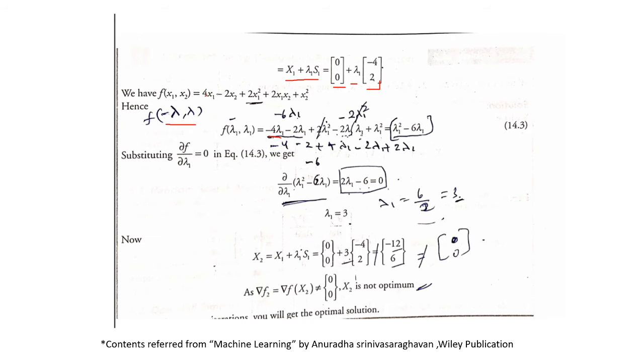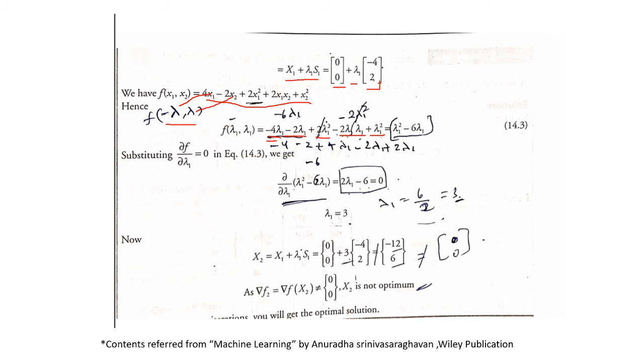And if I substitute the values into this equation, x1 is equal to minus lambda, and x2 is equal to plus lambda. I'll substitute this value: minus 4 lambda 1, and then minus 2 lambda 1, and then 2 lambda 1 square minus 2 lambda 1, and then plus lambda 1 square. If I simplify it, what will I get?